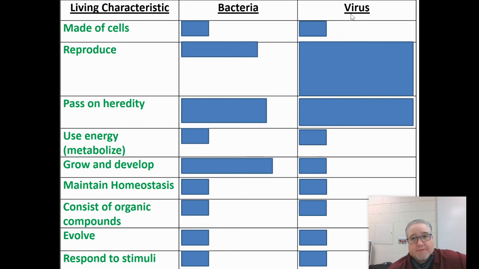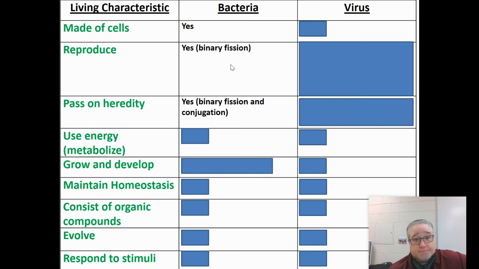Let's go ahead and compare viruses to bacteria, which we know are living. In fact, there's 2 kingdoms of living things just devoted to bacteria alone. So made of cells, of course, bacteria are made of cells. They're prokaryotic cells, but they're cells nonetheless. Bacteria can reproduce, right, through a process called binary fission, which is asexual. They can pass on heredity, it means they can pass their DNA from one bacteria to another. Again, they do that mainly through binary fission, but also through a process called conjugation. Remember, they can swap DNA.